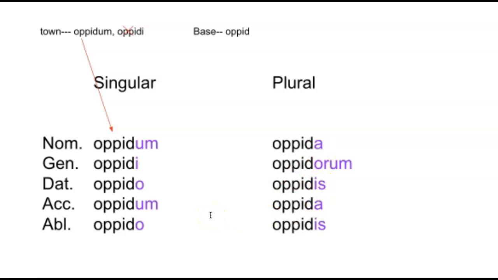And that, folks, is how you decline a second declension neuter word.